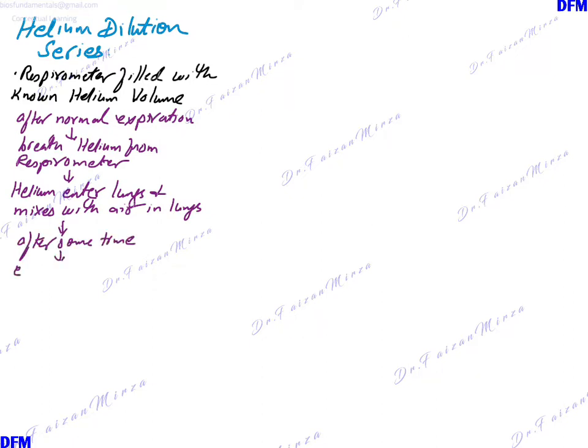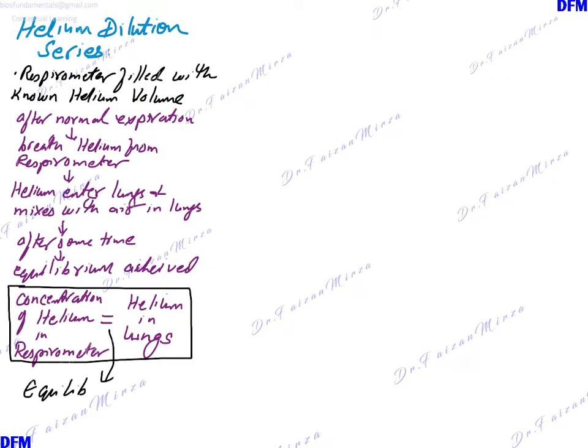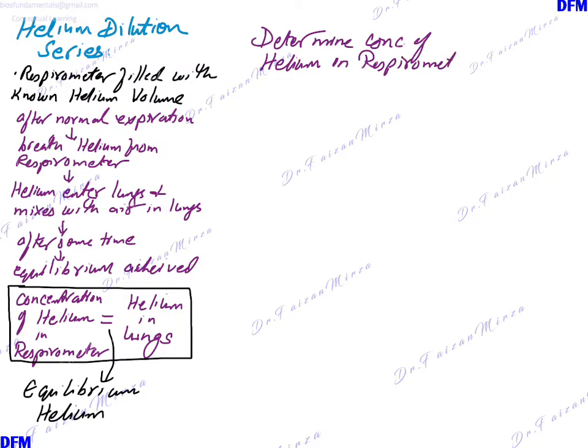After some time, as this is repeated again and again, an equilibrium concentration will be reached where the helium in the lungs will be the same as it is outside in the spirometer. The equilibrium concentration of helium in the respirometer at this point will be equal to the helium concentration in the lungs. This is called equilibrium helium. It needs to be achieved, and this may take multiple breaths. Once equilibrium helium is achieved, the concentration of helium in the respirometer is measured, which in turn tells the amount of helium in the lungs.